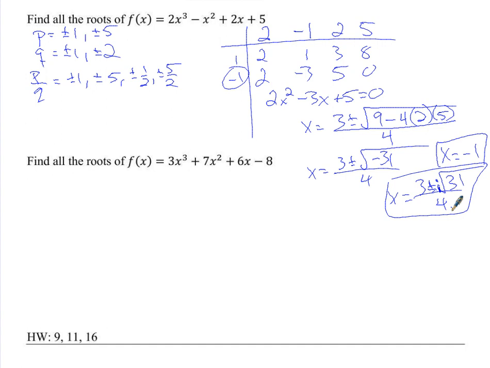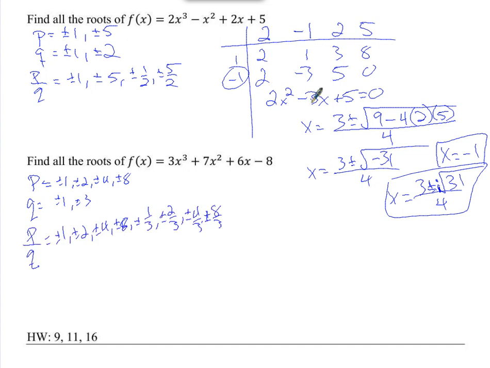All right, see if you can do the last one on your own. P over Q. Set up your synthetic division. Find your roots. There's your P over Q, plus or minus 1, 2, 4, and 8. And then Q is plus or minus 1 and 3. There's your Q, plus or minus 1, 2, 4, 8, 1/3, 2/3, 4/3, and 8/3.